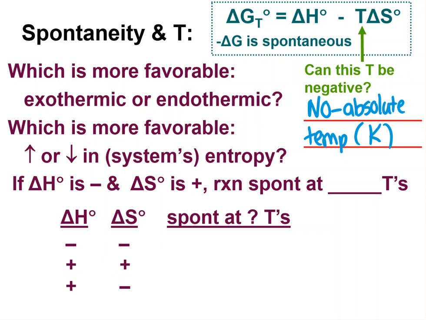So if a reaction is exothermic, is that more favorable? Well, if it's exothermic, this term is negative. So that would be good. It would help delta G be negative. Of course, that's not the only part. Which is more favorable, an increase or decrease in the system's entropy? So the entropy is this. And so we would want an increase.